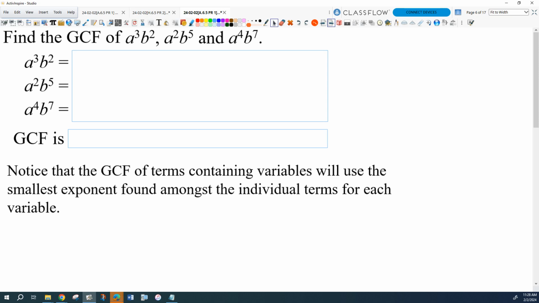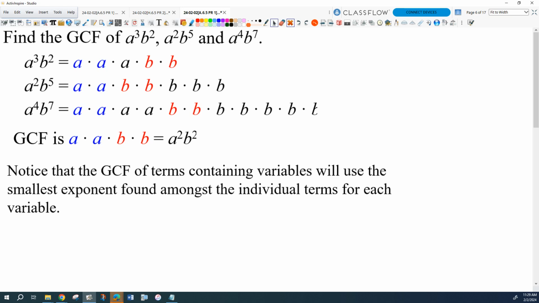Okay, so now let's get exponents. What power of A would I include? 2. Yeah, right? The smallest of the common powers, right? Smallest is 2. What power of B? 2. Absolutely. Okay, so my GCF is A squared B squared, right? How come? Well, because if I wrote those all out as strings, the only common ones, I'd get 2 common A's and 2 common B's, and that's it. But don't do that. Just use the exponents. Okay, again, here's just a reminder. Notice that the GCF of terms containing variables will use the smallest exponent found among the individual terms for each variable, right? Which we already just decided.